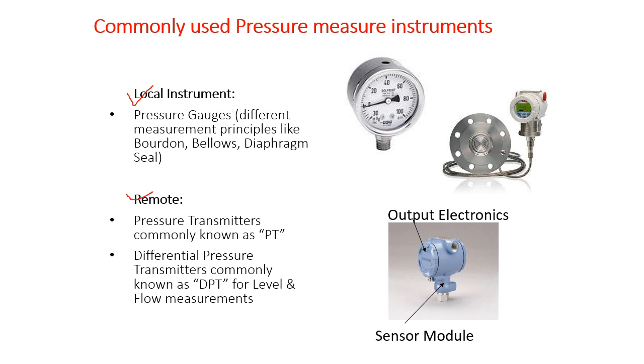And in the remote instrument, the indication or the sensor information is available remotely, that is through a transmitter. It is normally known as a pressure transmitter or PT. And if it is a differential pressure measurement, it is known as the DPT, and DPT is used in level and flow measurement, and also sometimes if you want to measure the differential pressure across some equipment like a filter, etc., differential pressure measurement is used.